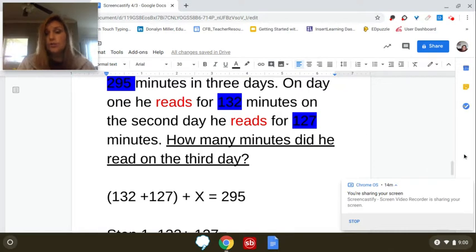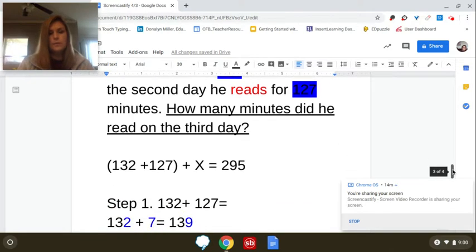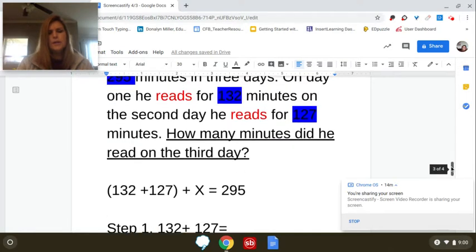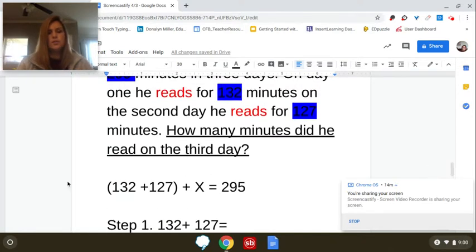And we're going to start using these so that you are ready and can recognize this when you get to be in 3rd grade, okay? So let's look at step 1. So step 1, we are going to do this part of the equation first. So I'm going to take 132 plus 127, and I'm going to add that in parts. So let's start by adding the ones place.